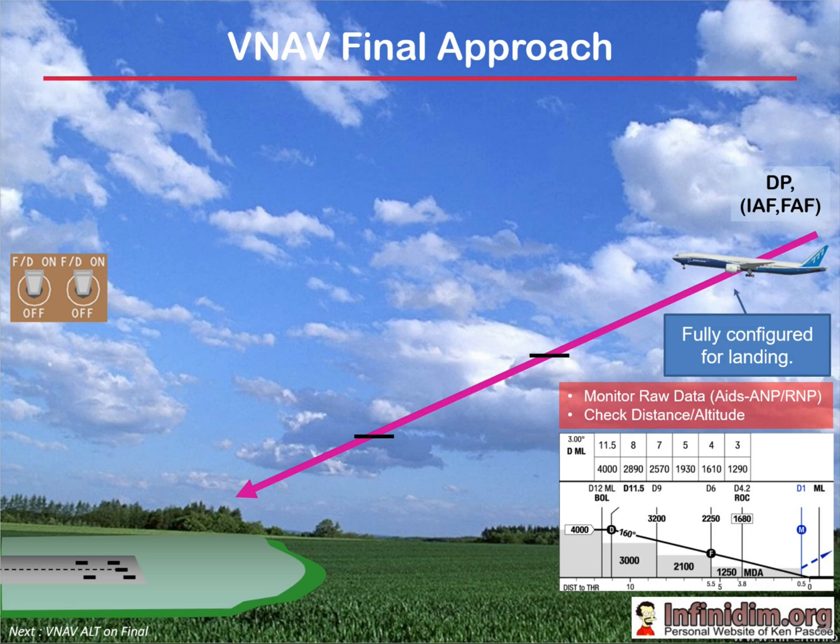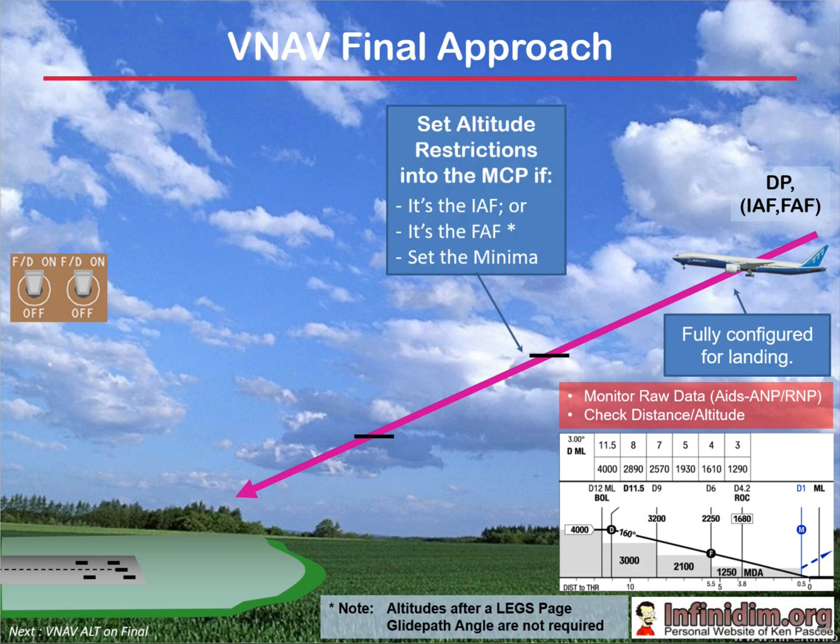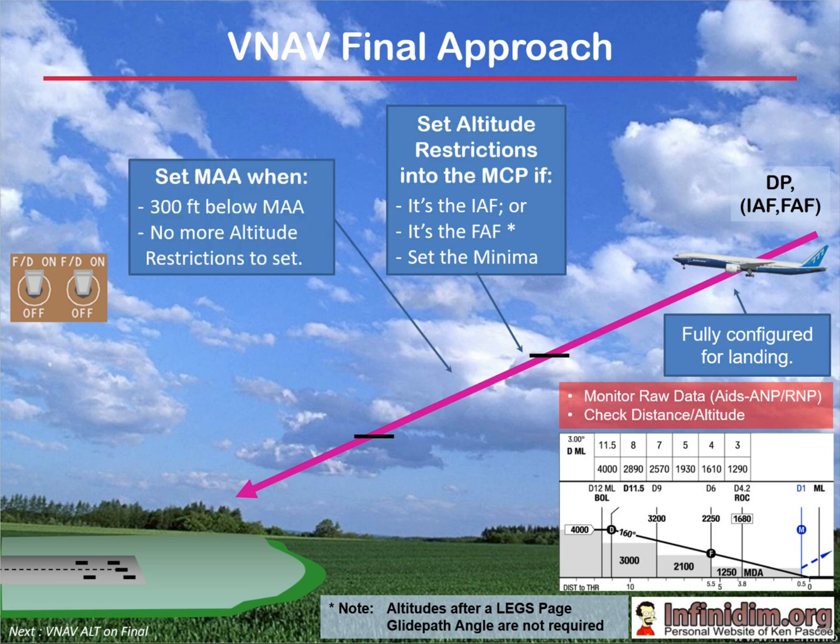So here we are with VNAV path engaged, speed intervention active, and the aircraft configured for landing. So it's all over bar the shouting, or at least all over bar the arguing about the setting of intermediate altitudes. So we'll set the IAF altitude, set the FAF altitude, and then the minima, at least until protected by a legs page glide path angle. We can set the missed approach altitude when 300 feet below the MAA and no more altitudes left to set in the MCP altitude selector, basically after we've set the minima.